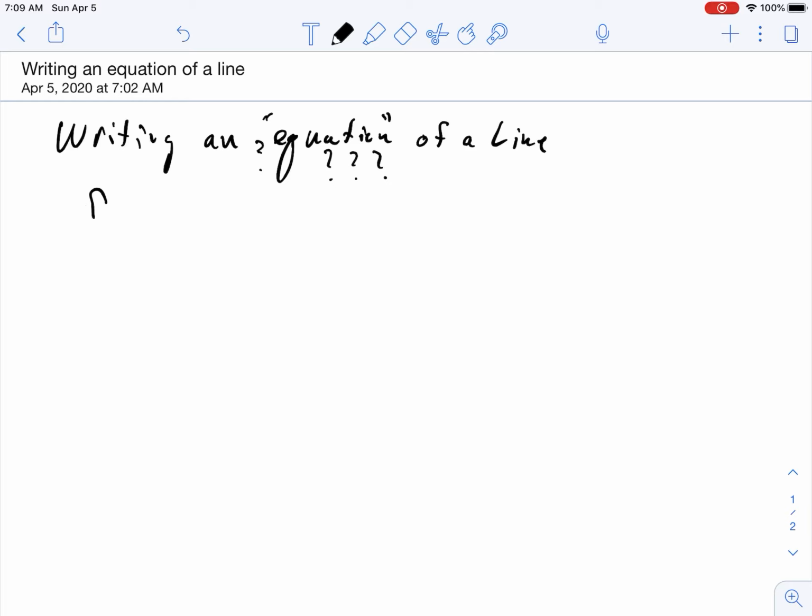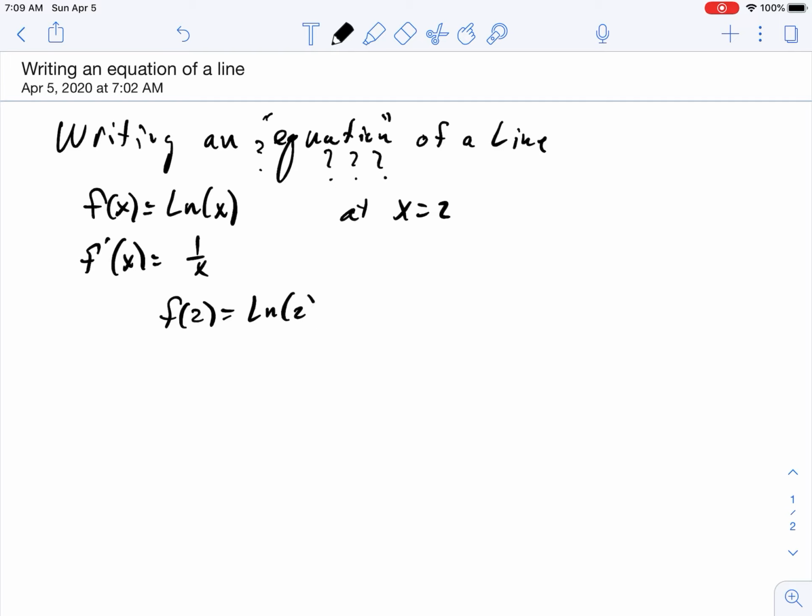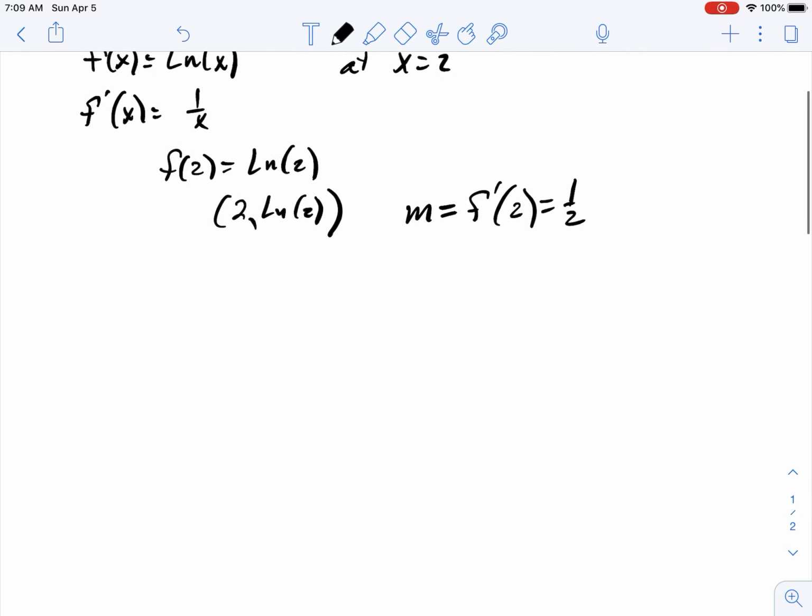They'll ask you the same thing, write an equation of a line, and they might use something basic here, nothing too difficult. Say f of x equals ln of x at, let's say, x equals 2. So therefore, you have f prime of x, 1 over x. Therefore, your point, f of 2, would be ln of 2. So your point is (2, ln of 2). And your slope, or f prime of 2, would be 1/2.